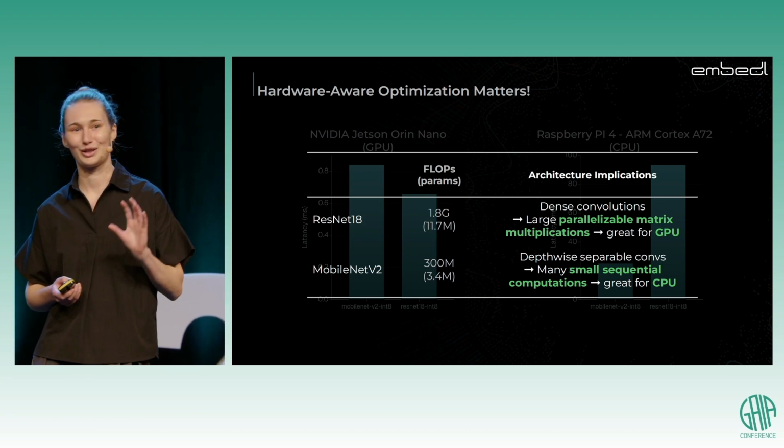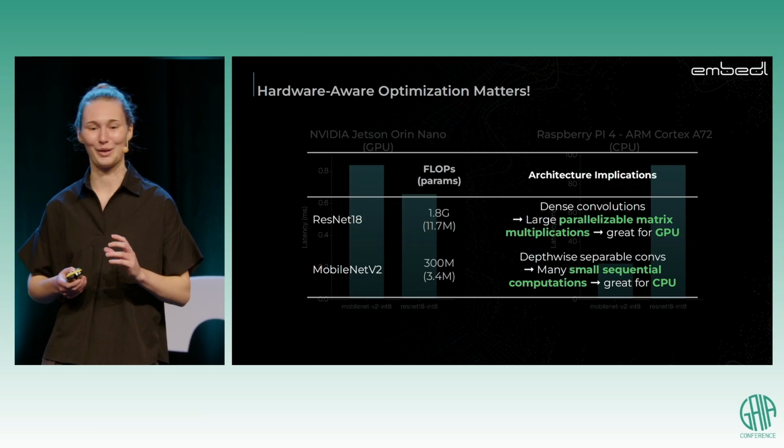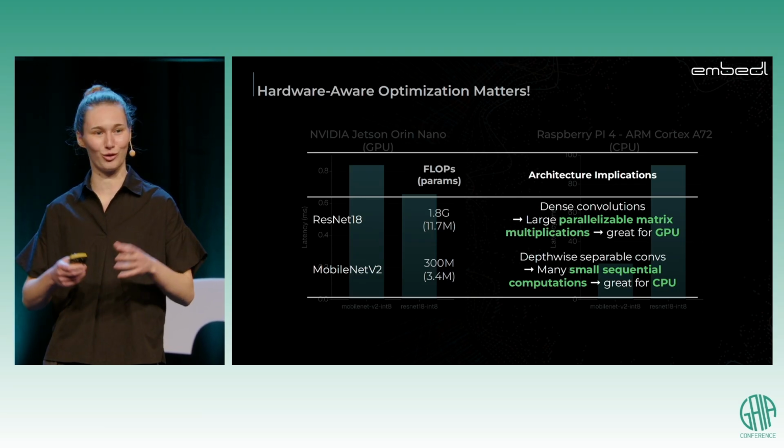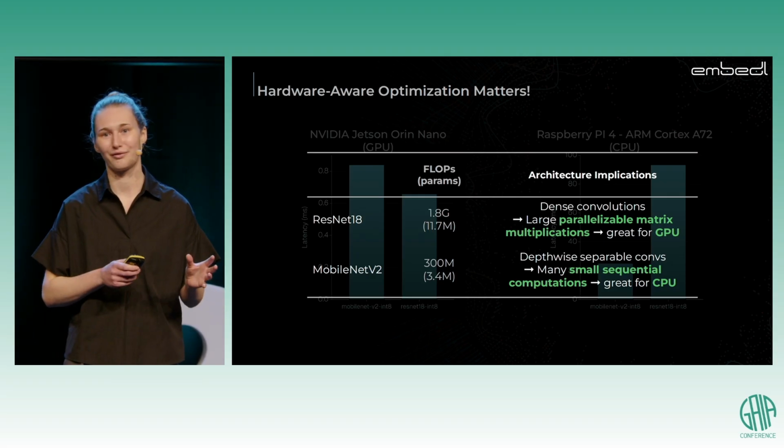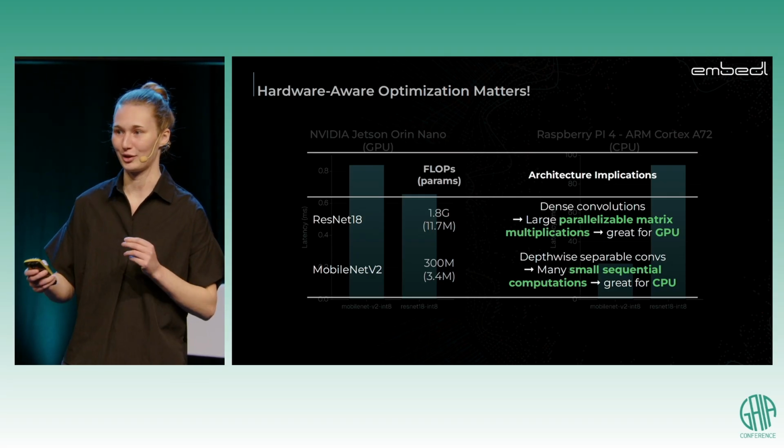On the other hand, MobileNet v2, if you remember the paper, MobileNet, it was made for mobile devices. And in the context of the paper, mobile was defined as CPU-type devices. So this network consists mostly of depthwise separable convolutions that are many small sequential computations and is great for a CPU. So here we see an example where it truly matters what hardware you choose and what model architecture you choose, and it needs to align.